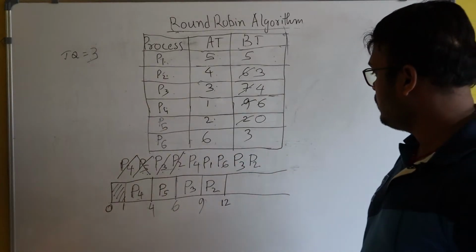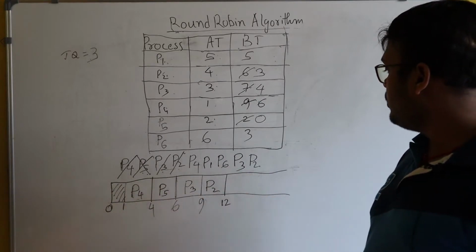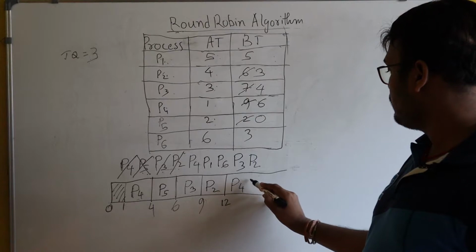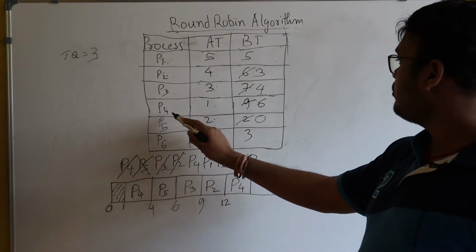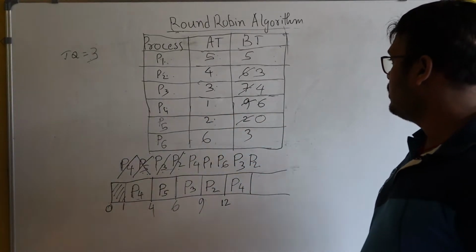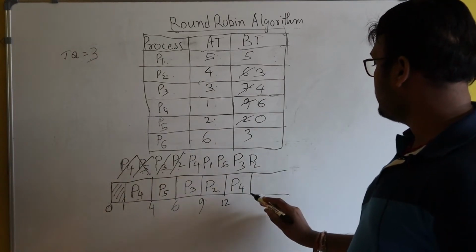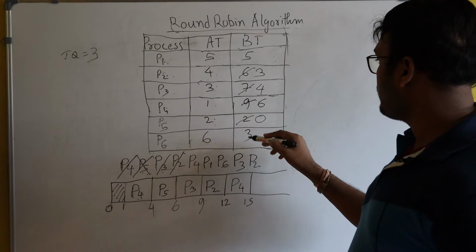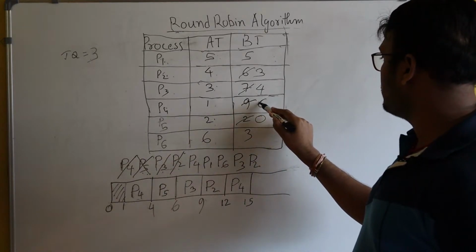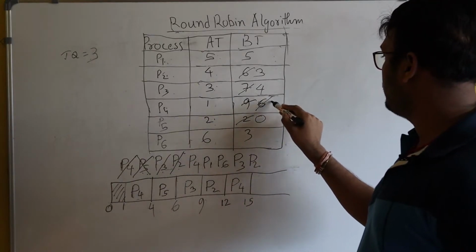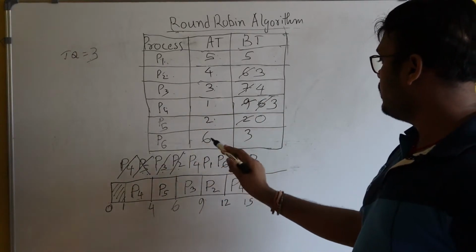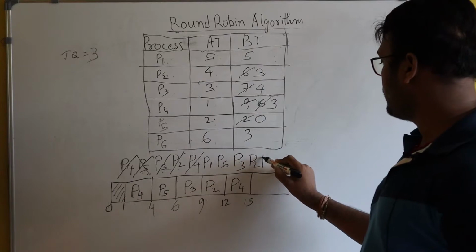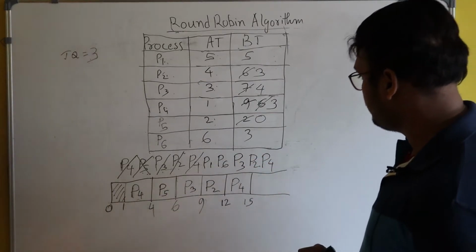Fine. So now CPU will be given to P4 again. So how much time left for P4? 6 seconds left. So P4 will run for 3 seconds. 12 plus 3, 15. And here how much time left for P4? 3 seconds left, because 6 was left. 6 minus 3, 3. So still P4 is left. So here I will remove P4 and P4 will come and sit here. Okay.